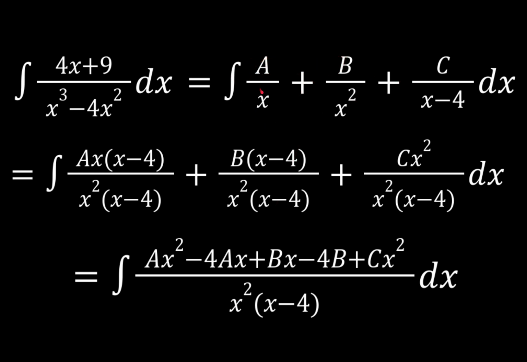So this one, if you were to take the integral of it, it's a times the natural log of x, plus, well, minus, because this is b over x squared, so this will be minus b over x, plus c, natural log of x minus 4.